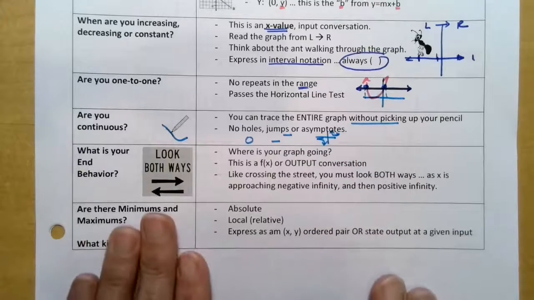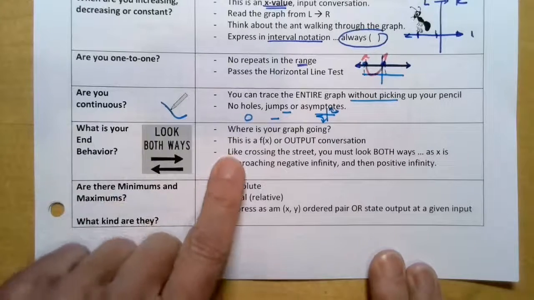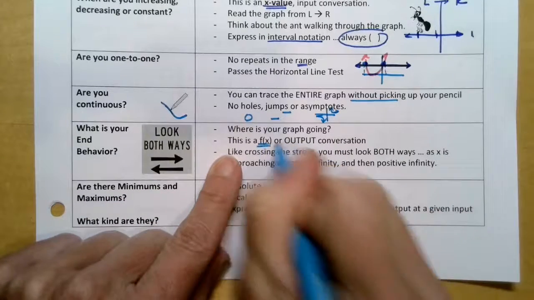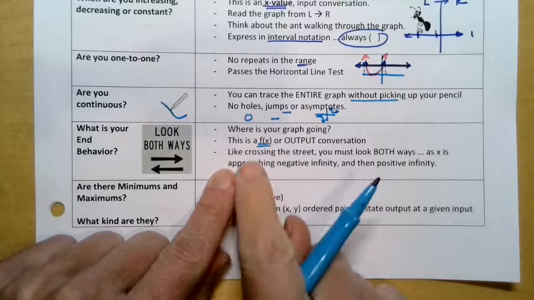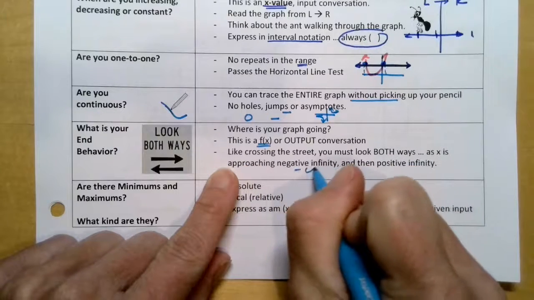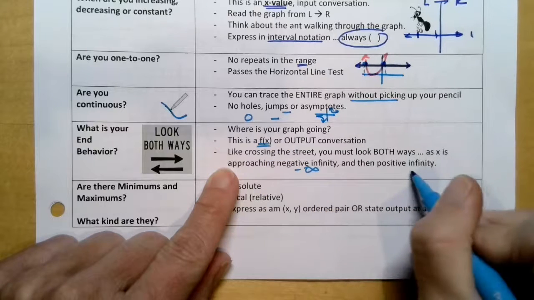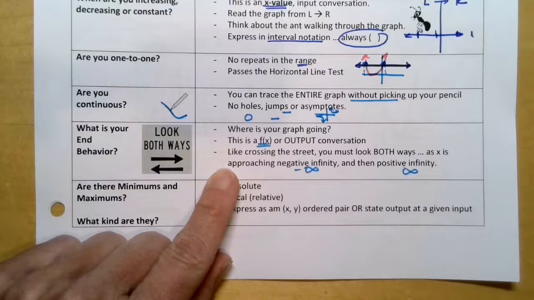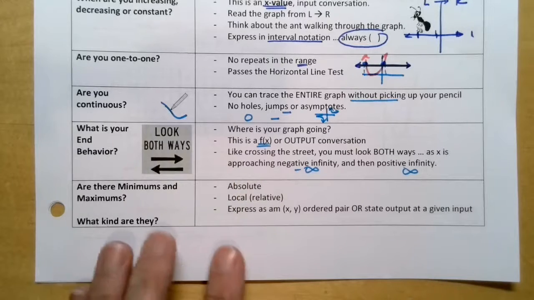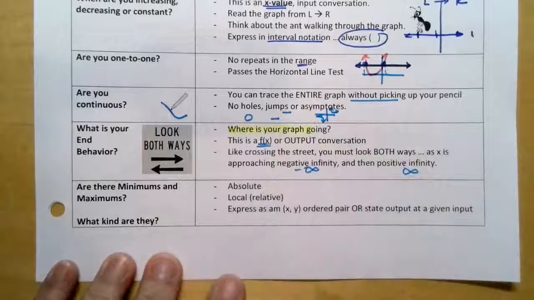When we're talking about end behavior, we're looking at where this graph is going, and we're looking at the output, and like crossing a street, you're looking both ways. As x approaches negative infinity, where's the output going? As x approaches positive infinity, where's the output going? So that's a good question to keep in mind.